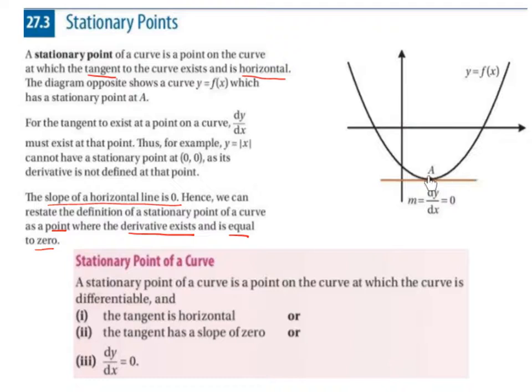So here we have a horizontal tangent. So this point here is a stationary point. It's not increasing and it's not decreasing, it's flat. It has a slope of 0.